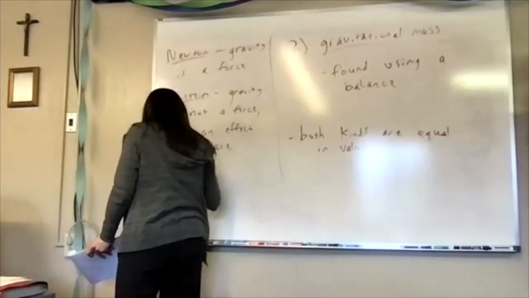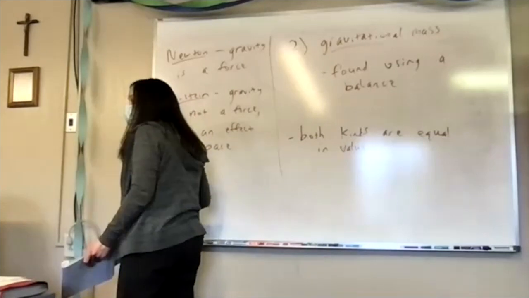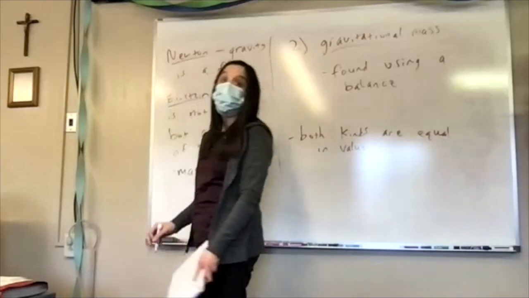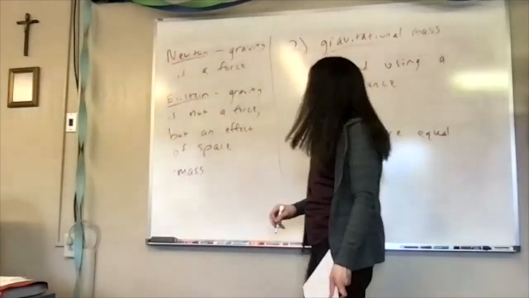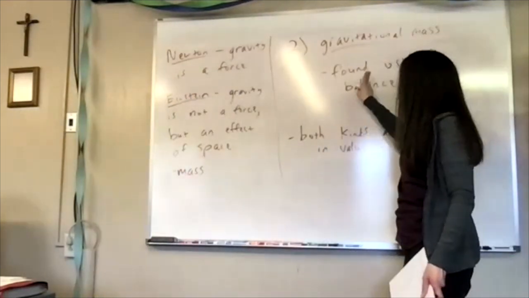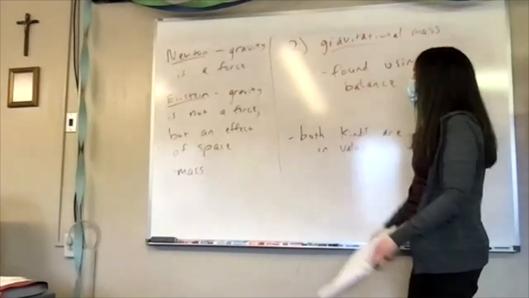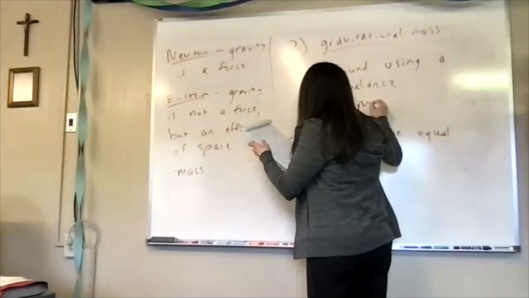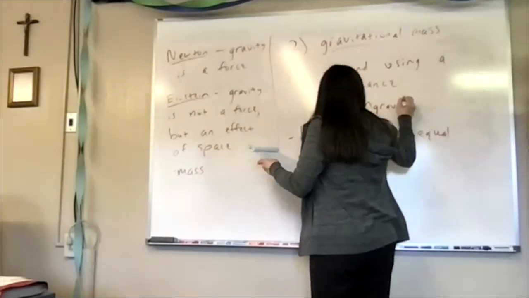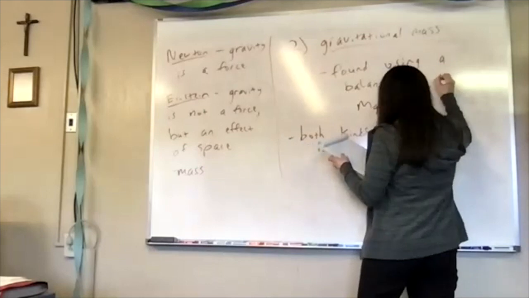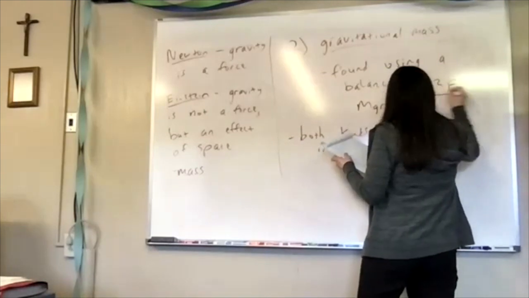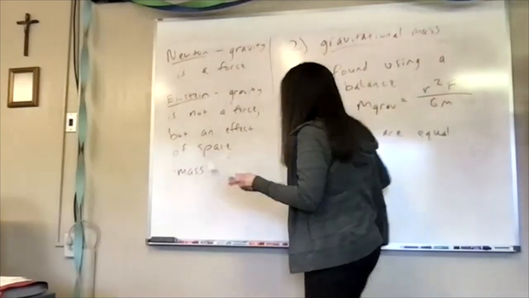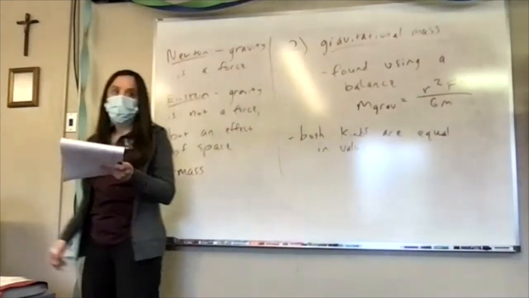Yeah, Matthew? That's right. Oh, which ones? These, like gravitational mass, inertial mass? No, they're not. You don't have to really know either of them, but if you wanted to use the equation for gravitational mass, it would be this right here. But you don't need to know this one, but yeah, that would be how you find gravitational mass.